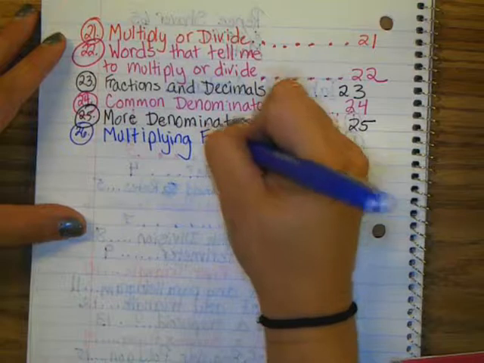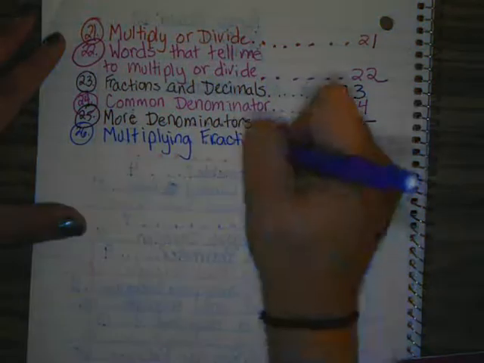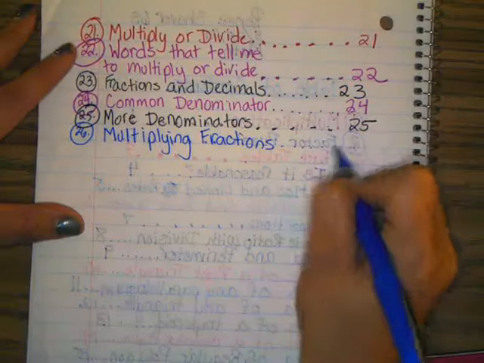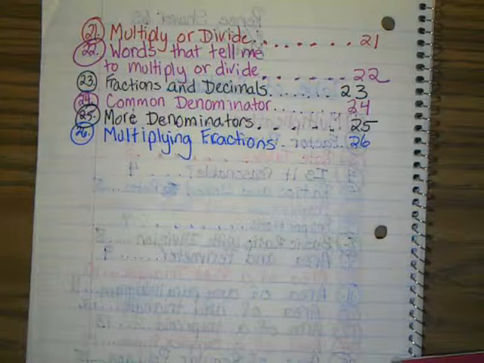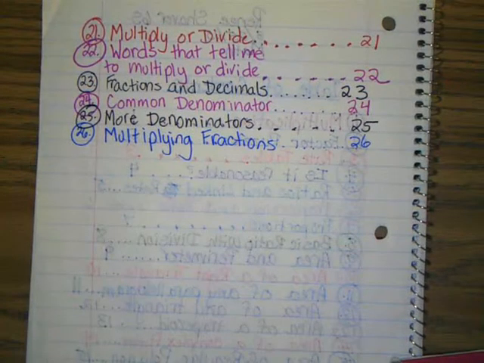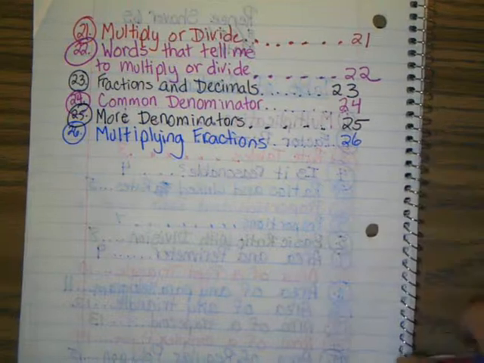Ethan, do you want to get the light? Okay, and then turn to your next blank page. Title it Multiplying Fractions.